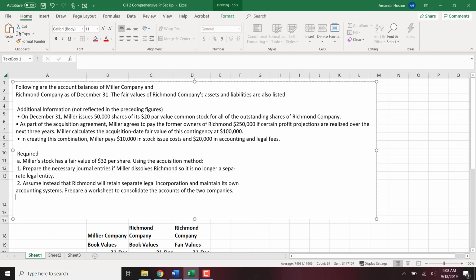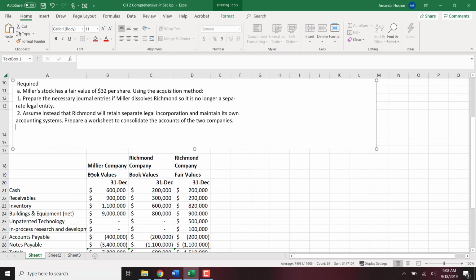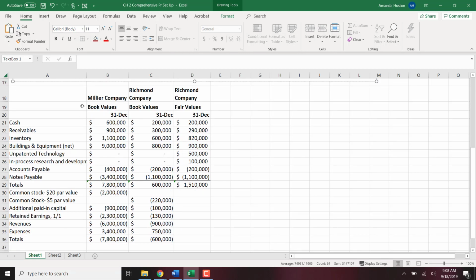So, required. A, Miller's stock has a fair value of $32 per share. Using the acquisition method, number 1, prepare the necessary journal entries if Miller is to dissolve Richmond so it no longer has a separate legal entity. And number 2, assume that Richmond retains a separate legal entity, a legal incorporation, and its own accounting system. Prepare a consolidated worksheet.